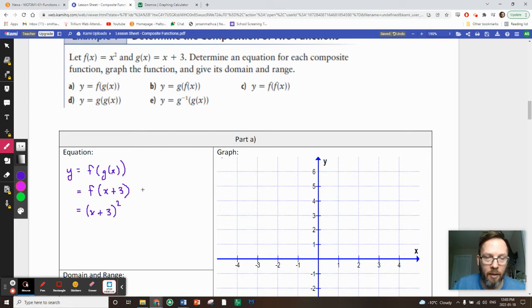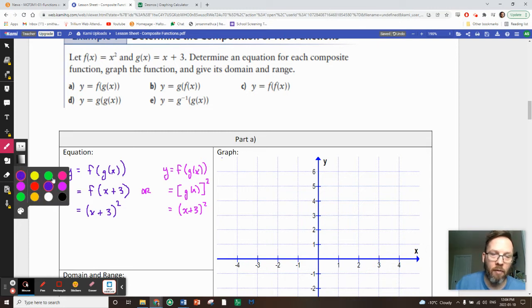Alternatively, I could write it like this, and it's just personal preference how you prefer to do this. The function f is x squared. So when I plug in that function g, what I'm doing is squaring the function g. And of course, g of x is equal to x plus 3. It's the same result, whichever way you want to think about it. This one's not that hard to graph. It's a basic parabola shifted left 3 units, with vertex at minus 3, 0. It has the same shape as the basic parabola.